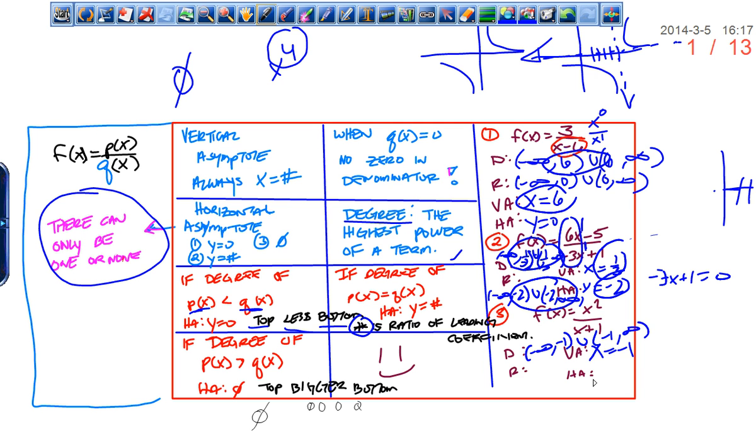My horizontal asymptote: this time my 2 is top heavy, right? Top bigger than bottom. So that means I don't have one, so the range is negative infinity to positive infinity.